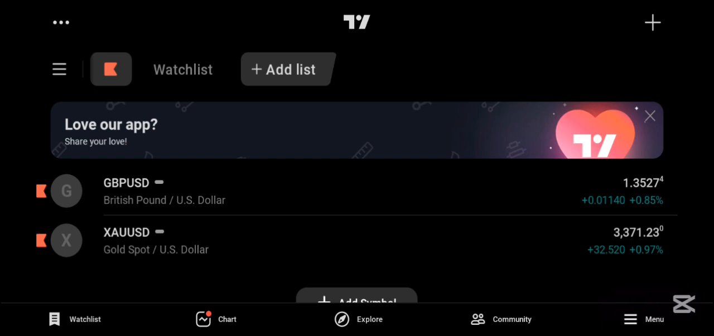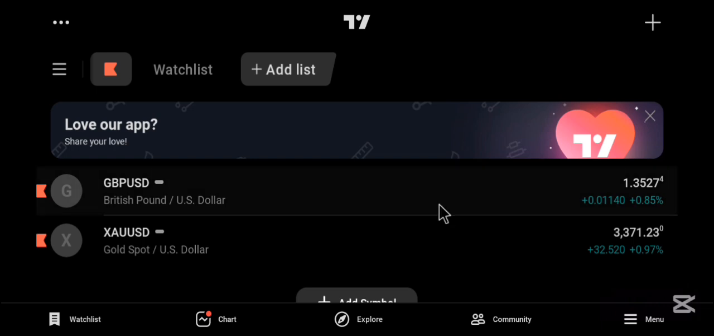Like our GBP analysis for last week played out perfectly, like a 10 out of 10 analysis. So price respected the areas we were looking at and all that.